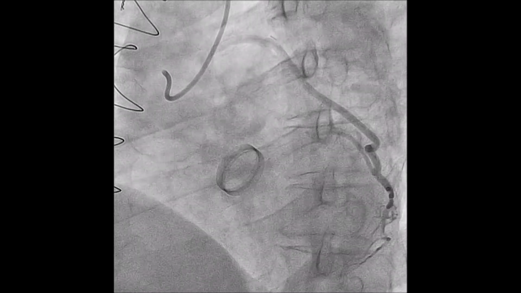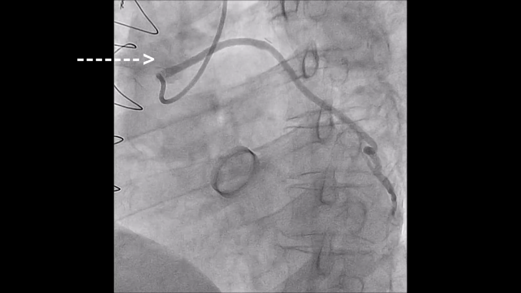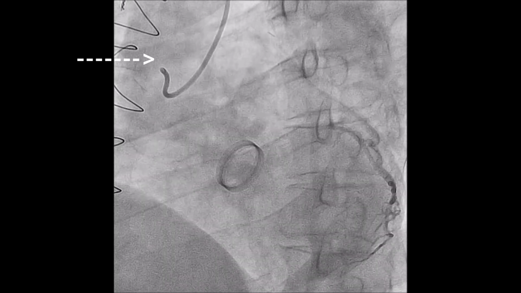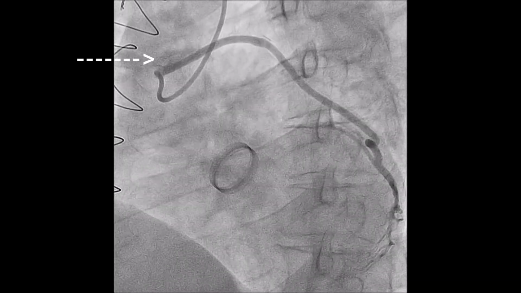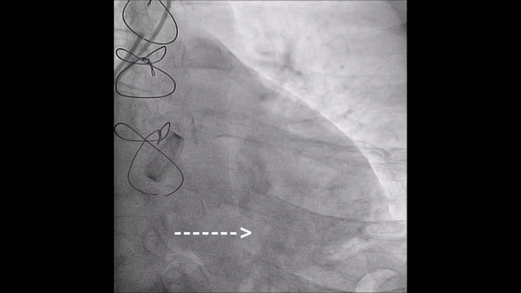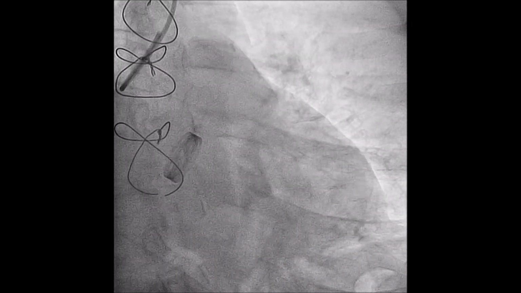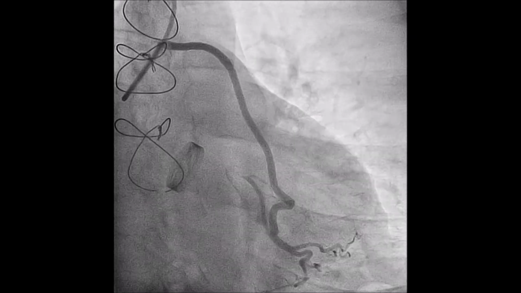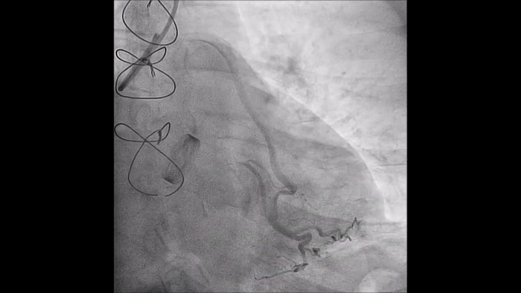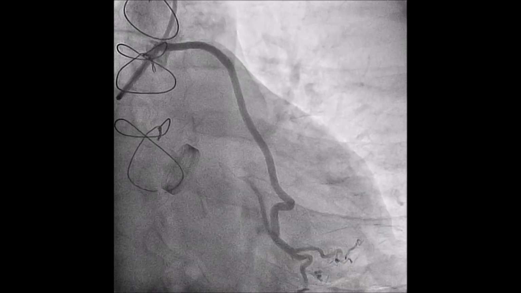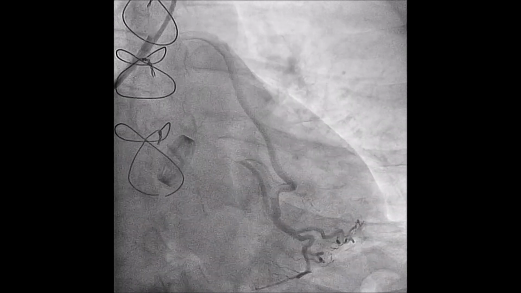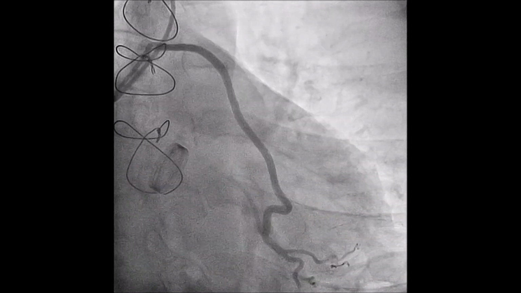Saphenous vein bypasses have 2 ends. The proximal end tends to be anastomosed to the ascending aorta, and the distal end must be anastomosed to the distal bed of the ill coronary vessel. In this case, it is evident that the bypass is permeable, and it does not present any significant lesions. Moreover, the distal coronary bed of the first-grade marginal branch is healthy.